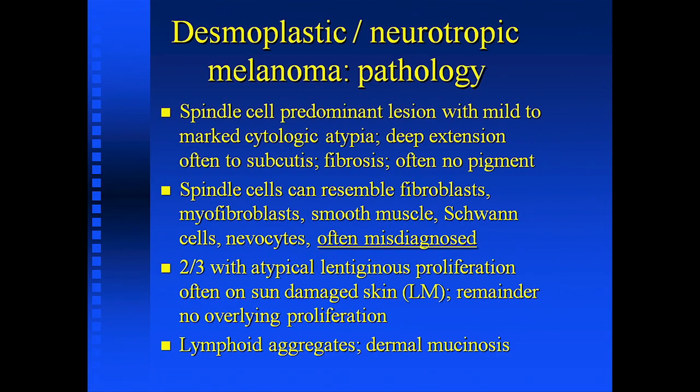This is a spindle cell proliferation that can, as I mentioned, have almost any histology. It can look like a scar, it can look like a neurofibroma, it can look like a dermatofibroma, and often it has no pigment, no discerning histologic or even sometimes clinical features by which you can make the diagnosis. The spindle cells can look like anything. They can look like myofibroblasts, fibroblasts, Schwann cells. It is often misdiagnosed. I can't even tell you how many times I've seen this not diagnosed correctly and only discovered at a later stage.